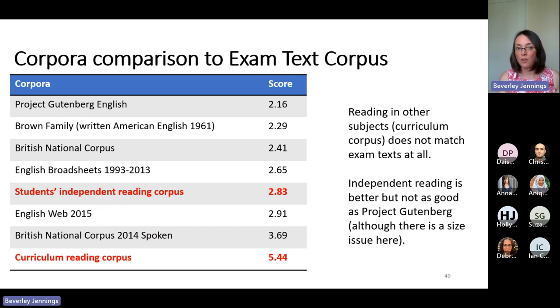I was on a course the other week as the literacy coordinator at my school and was told by the person running the course that the English language exam is a test of students' reading in their other subjects. That's quite a commonly held belief, but what my research said is actually what they're reading in other lessons doesn't match the English language exam very well at all.